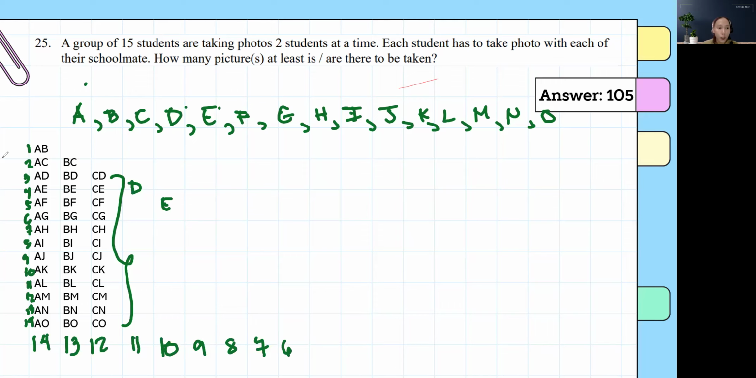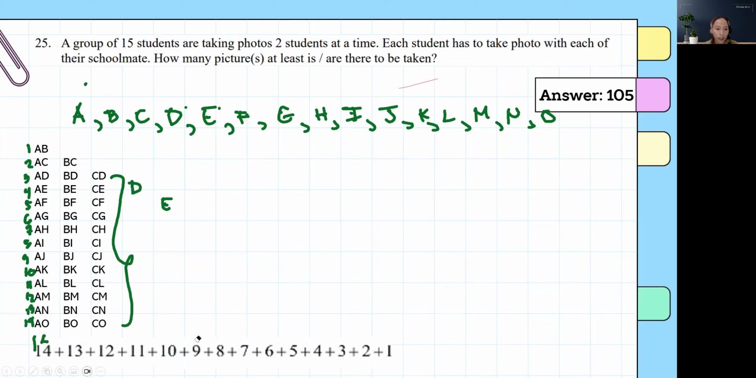and we have this equation then. Let me just erase this one. Okay, that's 14 until 1. That is for the 15 people. Once you've added that up, you'd get an answer of 105. All right? That's the manual way to do it.